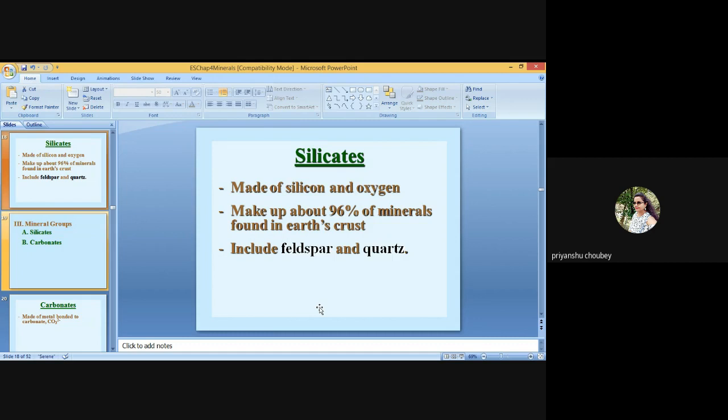Trioctahedral serpentine: the ideal chemical composition is magnesium silicon hydroxide. Serpentine contains only divalent cations in the octahedral sheets. So here we completed the 1:1 dioctahedral minerals of the kaolinite group.